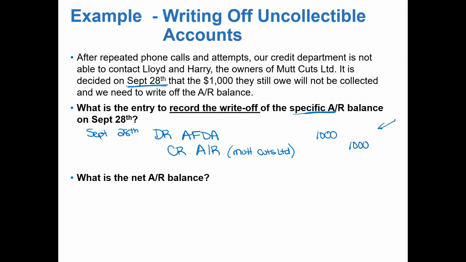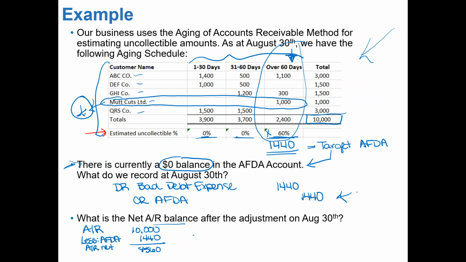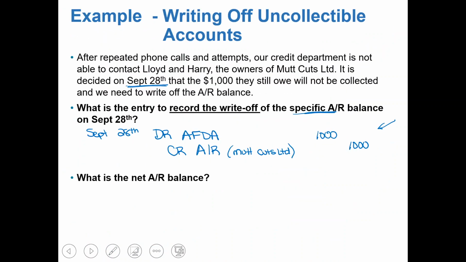So when we debit the AFTA account, we're removing this amount from the pool. So when we booked here, we booked this AFTA for $1,440. We didn't know what customer wasn't going to be able to pay. So this AFTA is kind of a pool. So somebody's not going to be able to pay. When we've now figured out that Mutt Cuts is one of those customers, we're now taking this $1,000 out of that AFTA pool because we've figured out which of those customers won't pay.